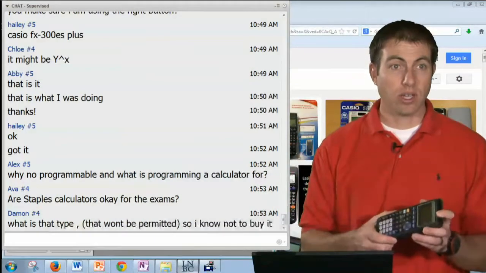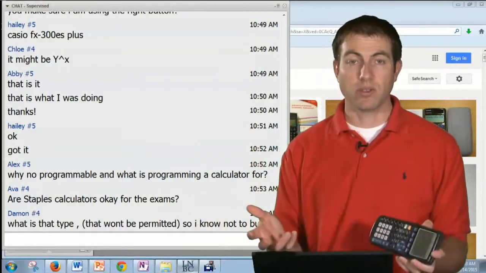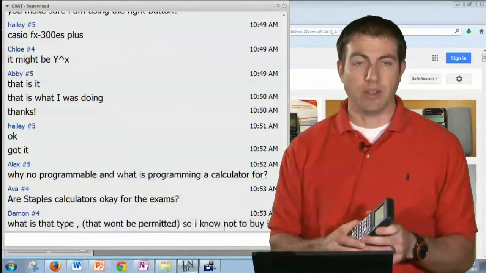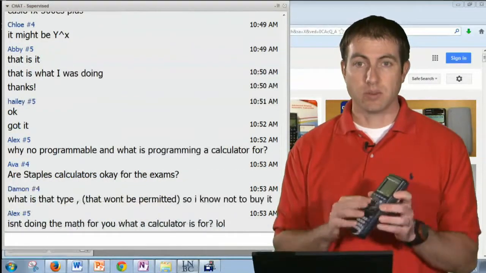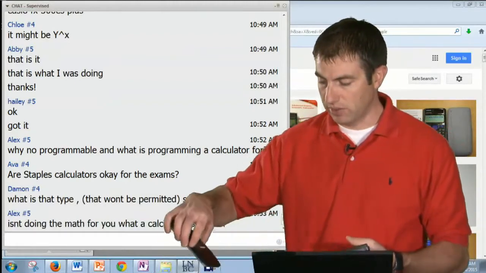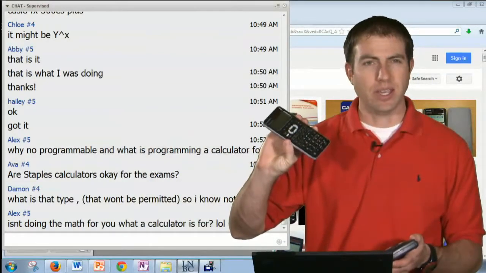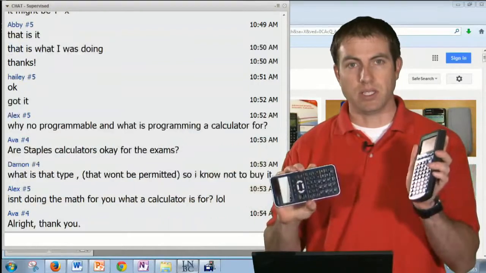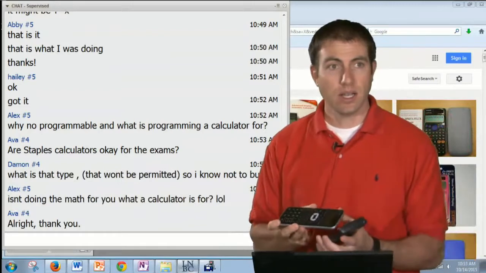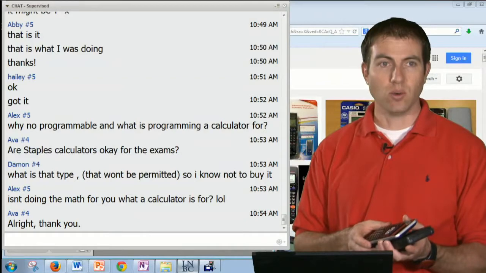Are Stables calculators okay for the exams? Stables calculators are fantastic for the exams. They're inexpensive. They do everything you want them to do. They're perfect, really. And they're the only thing about this one that's different from something like this, which is just a scientific one. This little guy, the Casio I have, or Sharp, sorry, you can't program anything into it. But the big TI-83s you can. So hopefully that answers your question, Alex. Are Stables ones good? Yes. What is that type that won't be permitted so I know not to buy it?